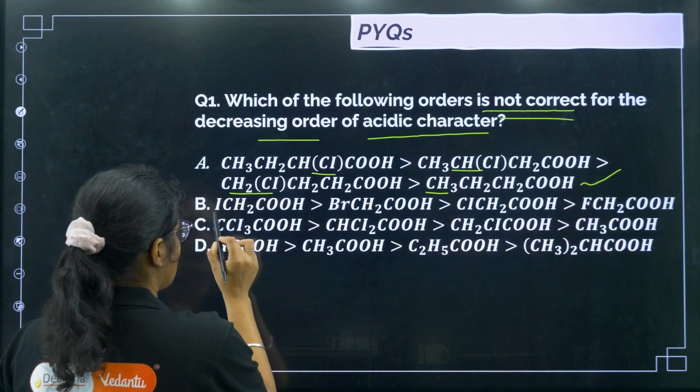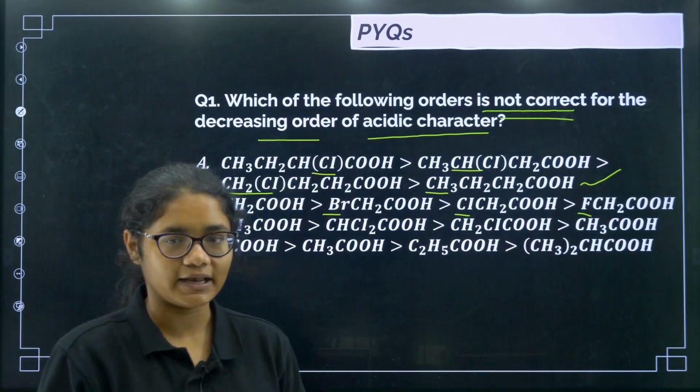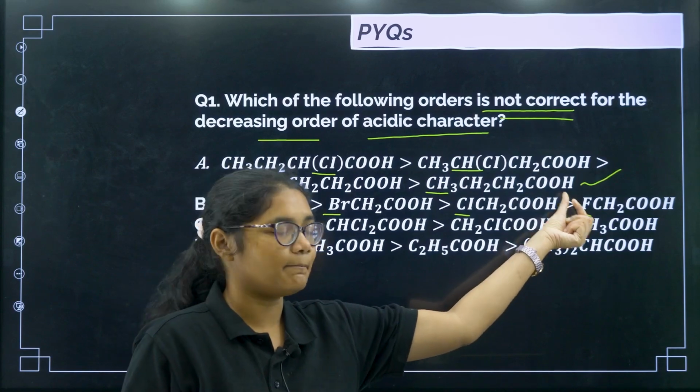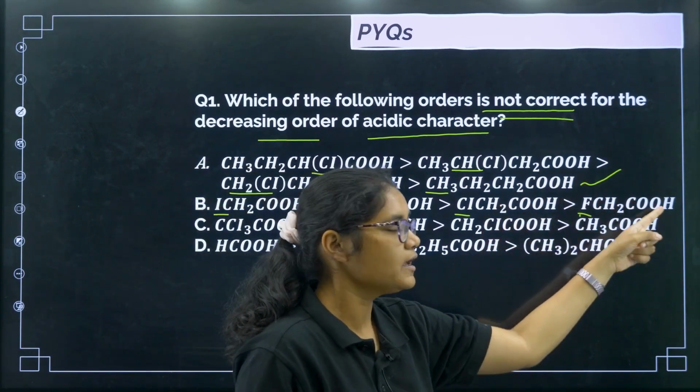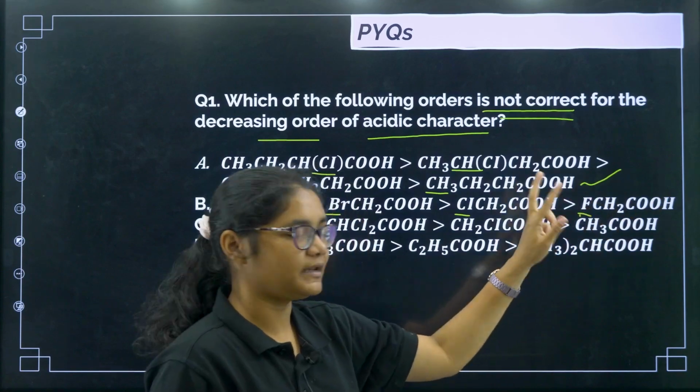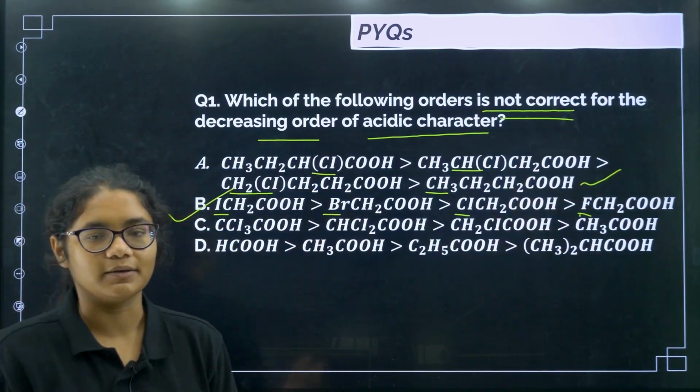Next, if you see here, iodine, bromine, chlorine, fluorine. We know that fluorine is highly electronegative, so it is a better electron withdrawing group. So this compound has more acidity, but they have given it in the reverse way. So the correct answer for this question will be option number B.